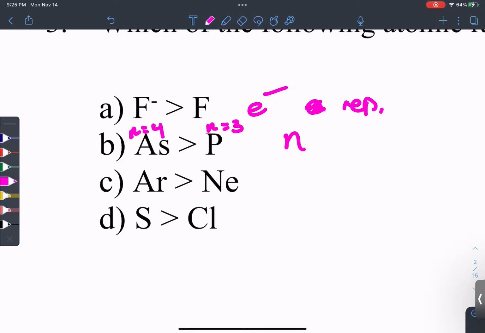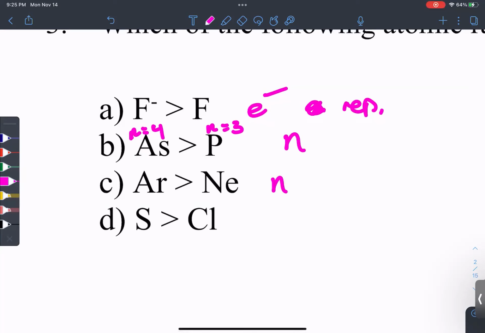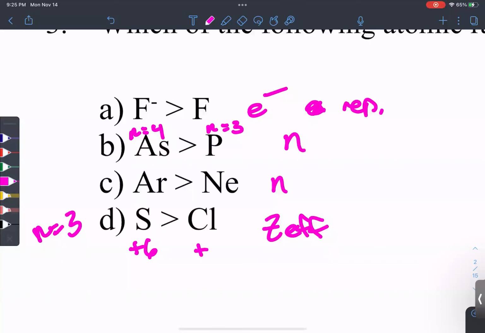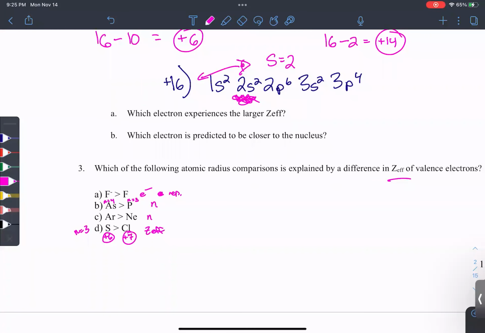So not what we're looking for. I'm saying argon is bigger than neon. For what reason? N value again, because the Z effective is the same for both of them. And then finally, sulfur and chlorine. This one is explained by Z effective because both of them are actually N equals 3. Sulfur is +6 of its valence electrons at Z effective. Chlorine is +7. So if you're a little electron, are you more attracted to a +6 or a +7? +7. So you're going to be closer to the nucleus. You're going to be smaller. Okay. Great. So I think the answer is D.